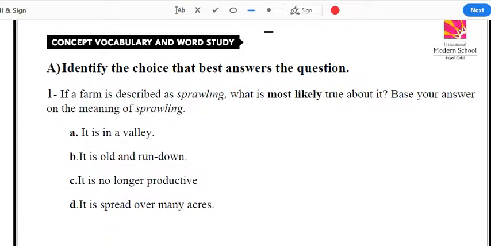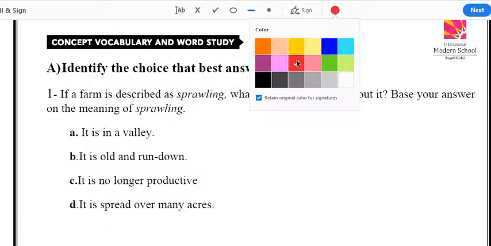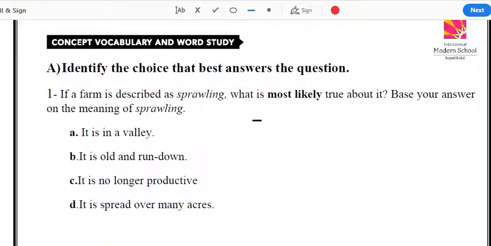Okay, let's start. Identify the choice that best answers the question. Number one, if a farm is described as sprawling, what is most likely true about it? Base your answer on the meaning of sprawling. It's in a valley. It's old and run down. It's no longer productive, or it's spread over many acres.